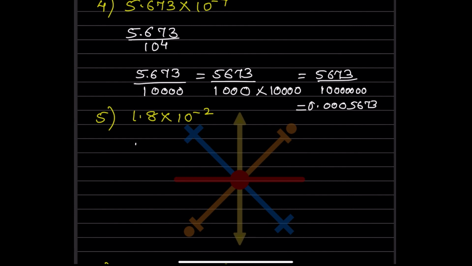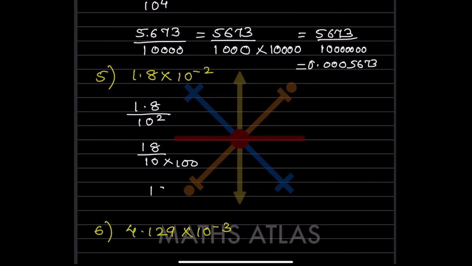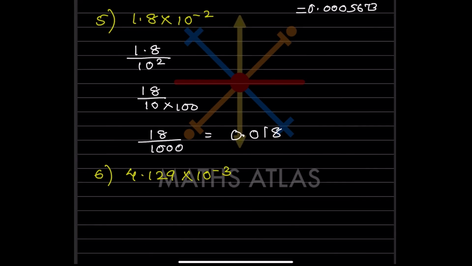Now here 1.8 divided by 10 raised to 2, because we are going to make the exponent positive first. And for 1.8, we can write 18 by 10 into 10 raised to 2, which means we can write this as 100. So this will be 18 divided by 1000. Here we write 18, and how many zeros are here? 3. So you will go backwards 3 places, because these are the 3 zeros, and you are going to put 0.018.